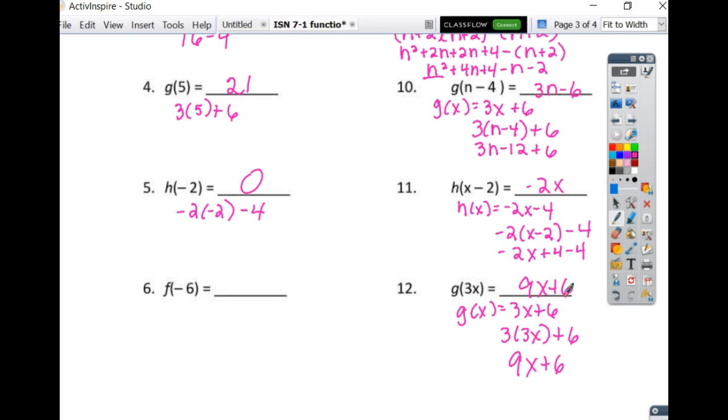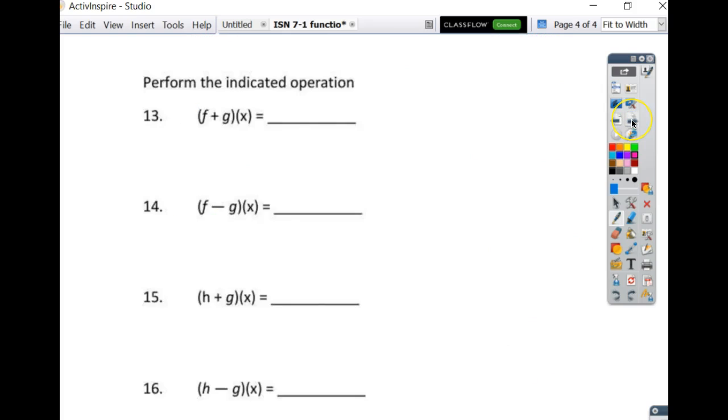But one thing you're not going to want to do, right? There's an x here and there's an x here. Did I get an x squared? I didn't, because you replace this with this. So you don't get an x squared. It's just the 3x, okay? All right, last couple ones, and then we'll be done.